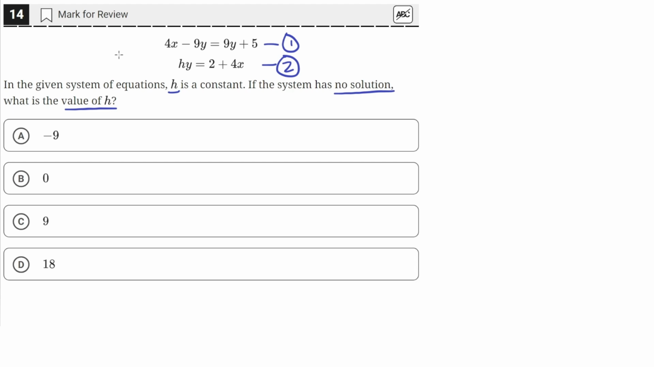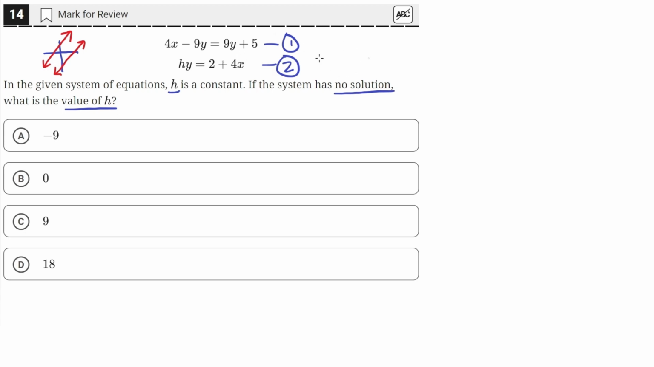A system of linear equations has no solutions when the two lines are parallel to each other. So say something like this, and they're not overlapping, meaning the y-intercept is different, but the slopes are the same. This means these two lines would never intersect, so they would never have a solution or a point of intersection. So we need to find some value of h that results in the two lines being of the same slope but different y-intercepts.